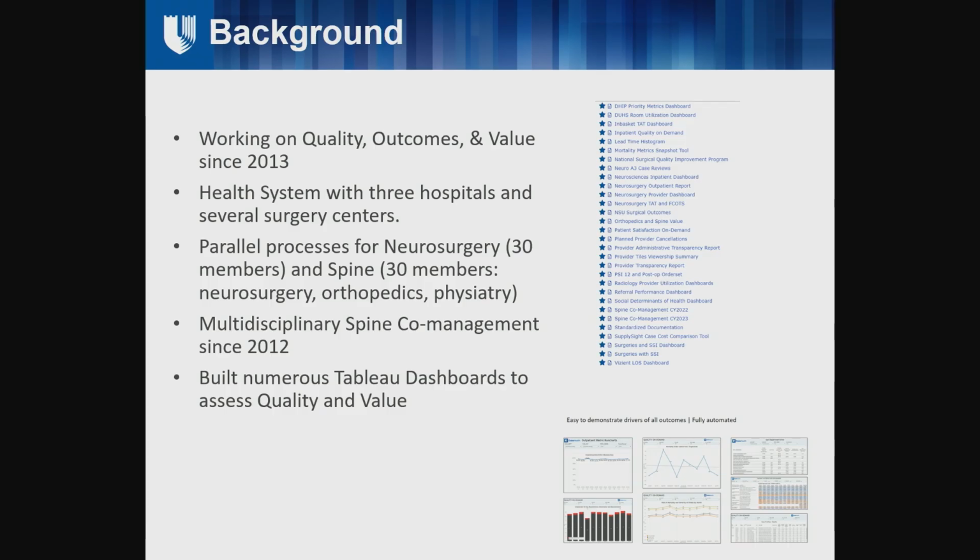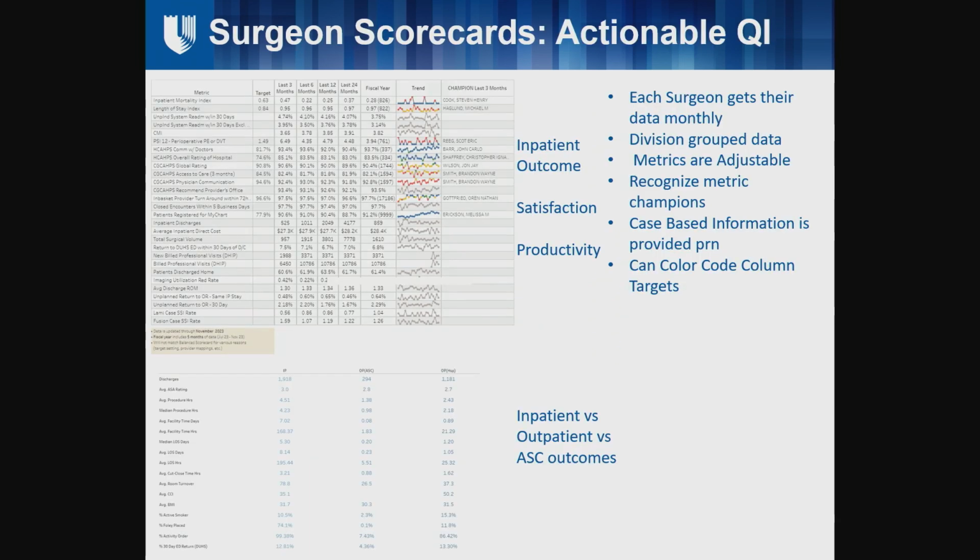I mostly served our neurosurgery group and our spine group. Our spine group's combined ortho and neuro. We have parallel processes across both. And we have a co-management that helps us with making metrics and going after them for spine. So we have surgeon scorecards I send out to every surgeon every month, outcome-based data, operational data, satisfaction.